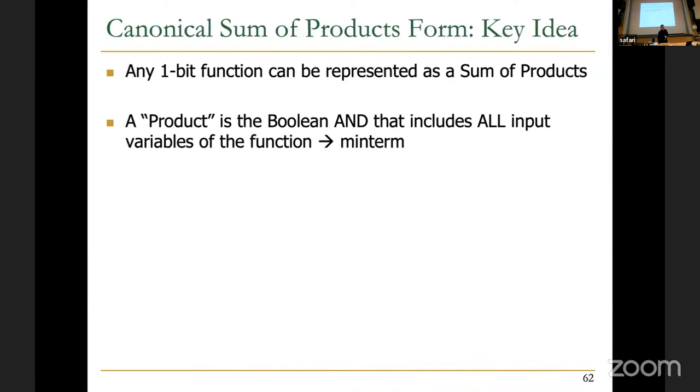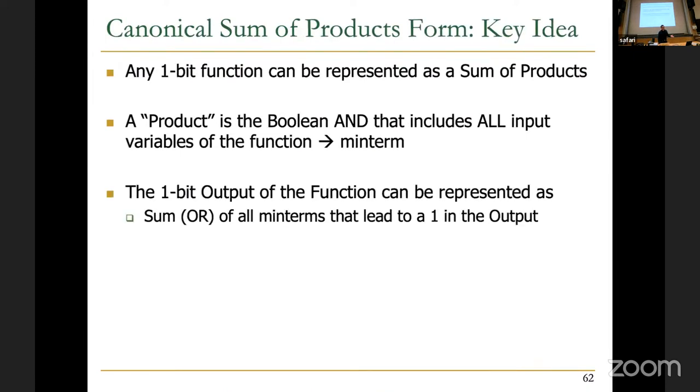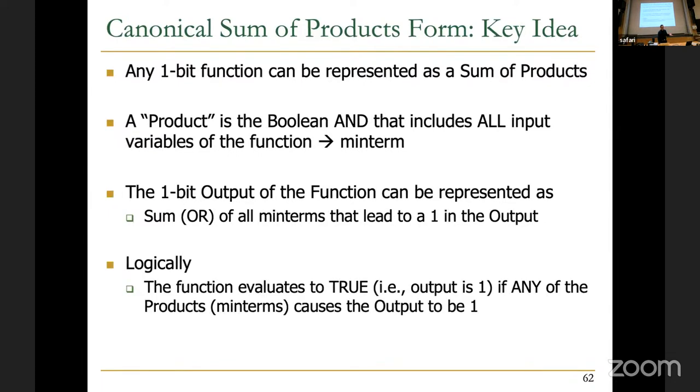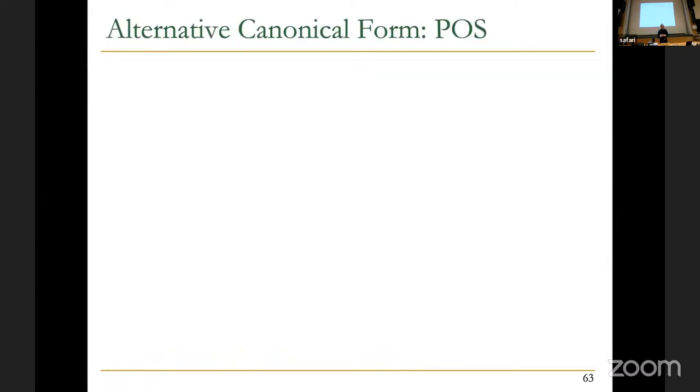Okay, so I think we've already discussed this, but in sum of products form, the one bit output of the function is represented as the sum, or OR, of all min terms that lead to a one in the output. Logically, the function evaluates to true, in other words output is one, if any of the products or min terms causes the output to be one. And we've already discussed this basically. Sum of products form represents the function as a sum, or OR, of all products or min terms that cause the output to be one. Okay, so let's take a look at the alternative very quickly.